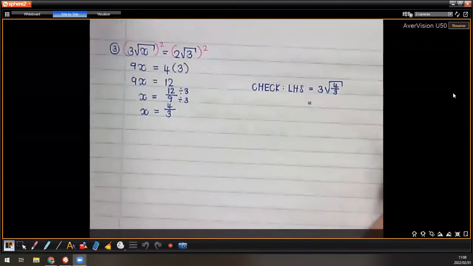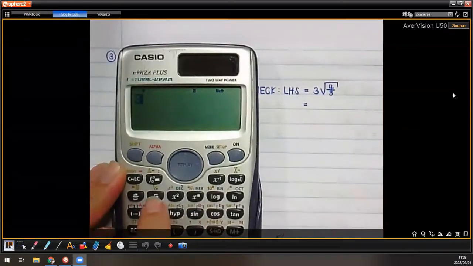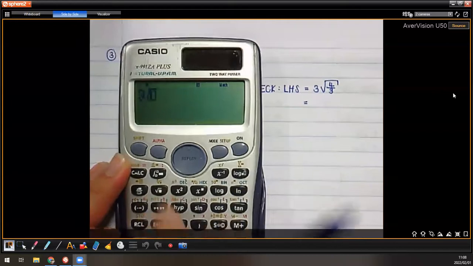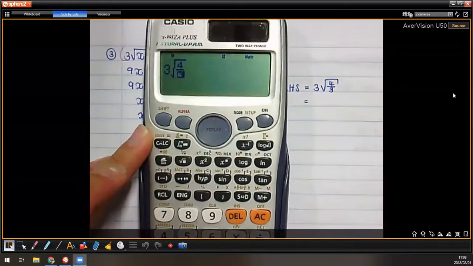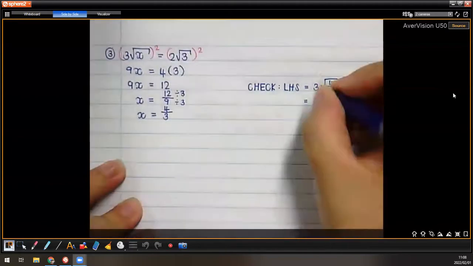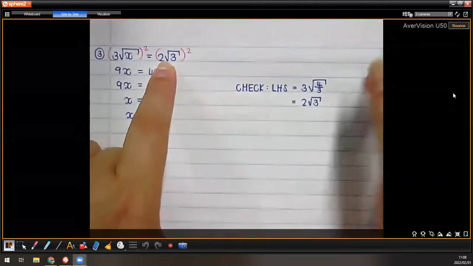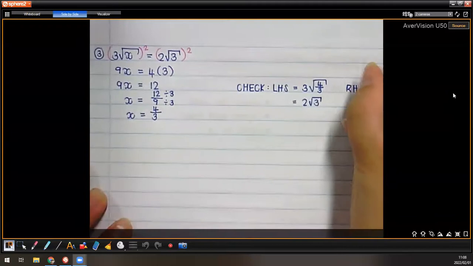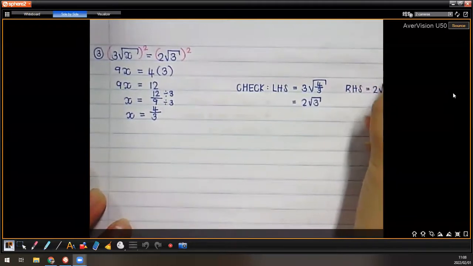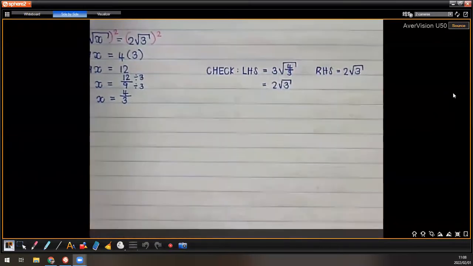3. Yes, okay, let me also write it quickly, just to show you. That's 3, and then you use that third symbol there. And you just do 4 over 3 like that, equals, and the calculator will simplify it for you. It is 2 root 3, and wasn't that what we had on the right? The right hand side was 2 root 3. So that answer does actually work. And if the answer works, then you just leave it like that. You don't have to write anything extra. You can just leave your answer like that.